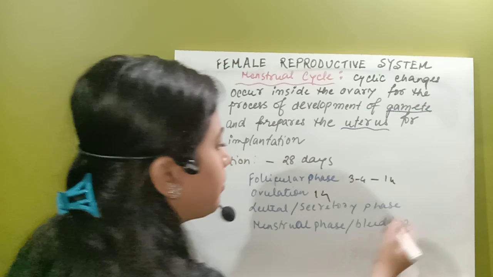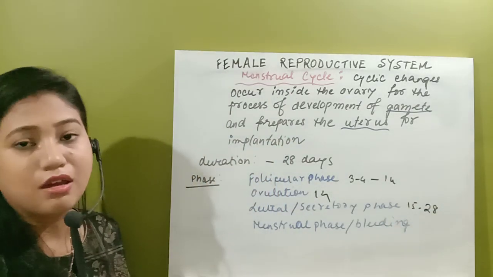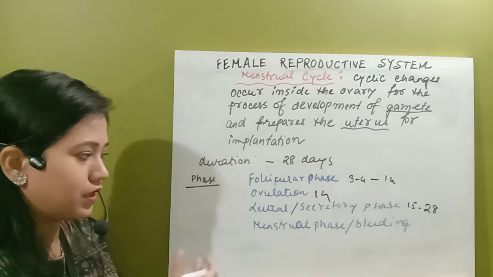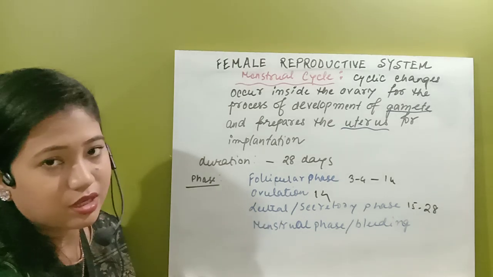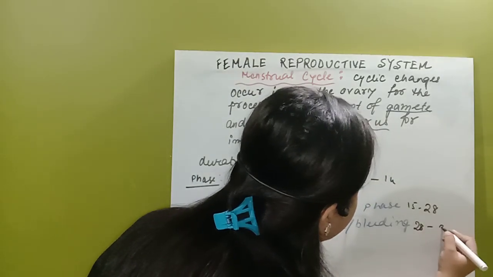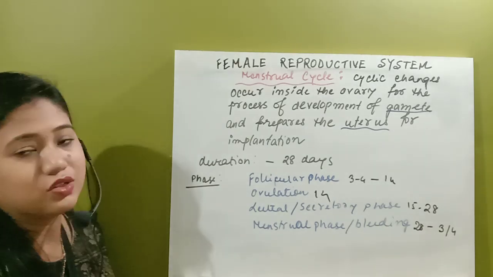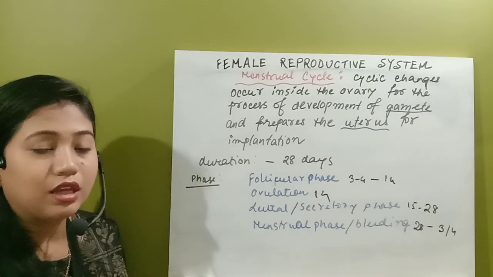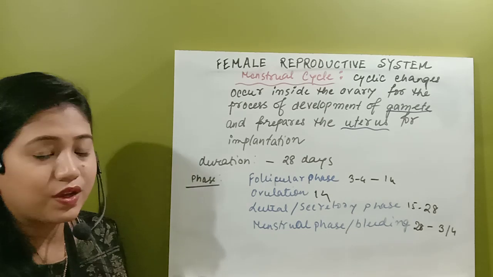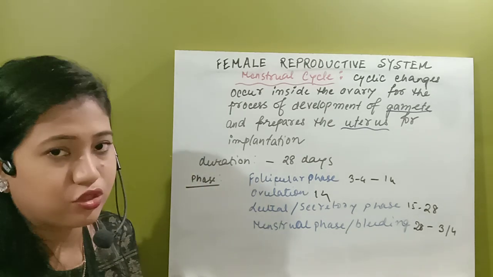Then from the 15th day to the 28th day, that is the third phase, the luteal or secretory phase. And from the 28th day, up to 3-4 days, is the menstrual phase or bleeding phase. Now just see, there are a lot of questions that can come from the NEET point of view.